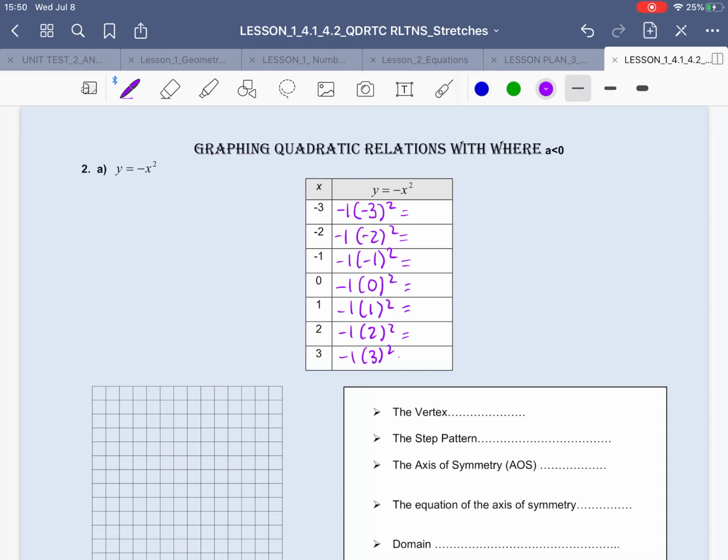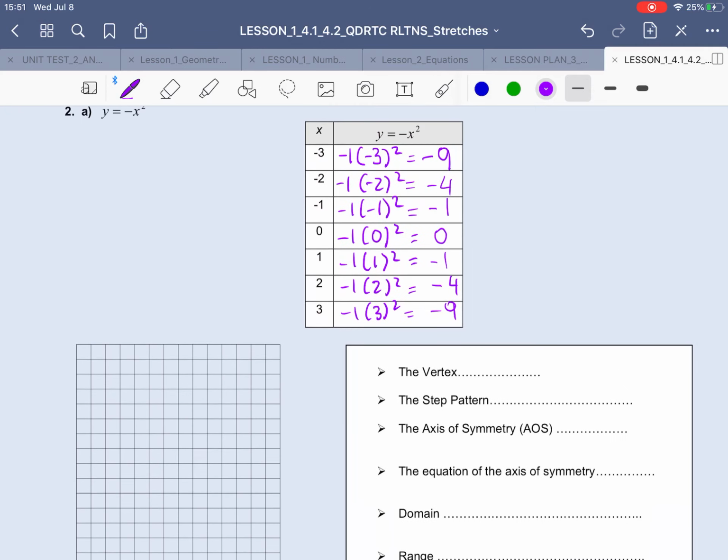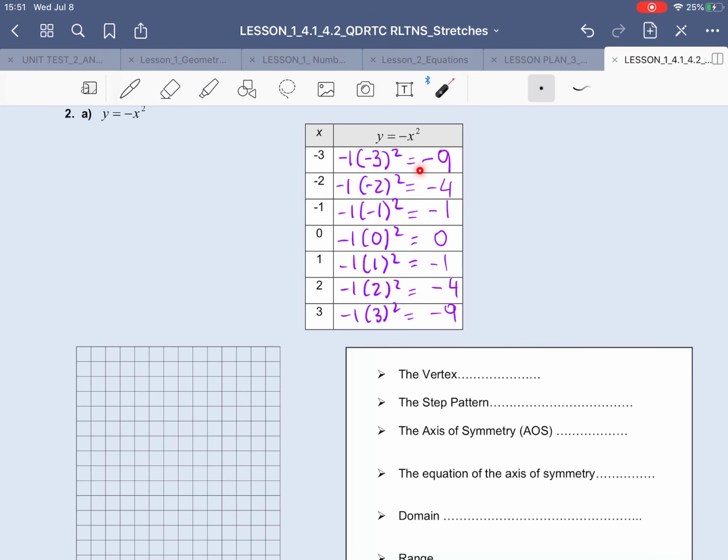And let's evaluate all these numbers. So we have -1 times 9, -9, -1 times 4, -4, and then -1, and then 0, -1, -4, -9. So let's draw the graph of it. See how we have all the y values, though, negative. So we have to be smart when we draw the axis.